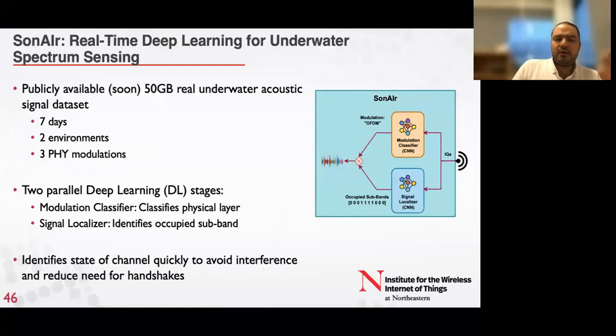Briefly, some facts of the project: we have collected a relatively large data set, 7 days of data in 2 different locations, using 3 different physical layer modulations in different bandwidths. We developed 2 parallel deep learning stages: one is a modulation classifier, identifying what physical layer you're using, and the second is a signal localizer, which identifies the bandwidth. We identify those devices in real time, and if you do that, you can avoid the handshaking, which I will briefly mention at the end of this presentation.